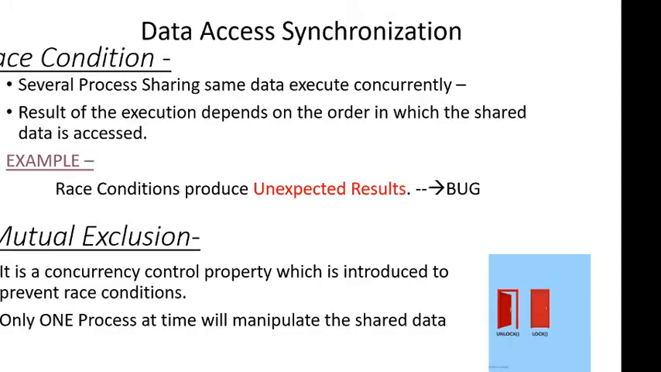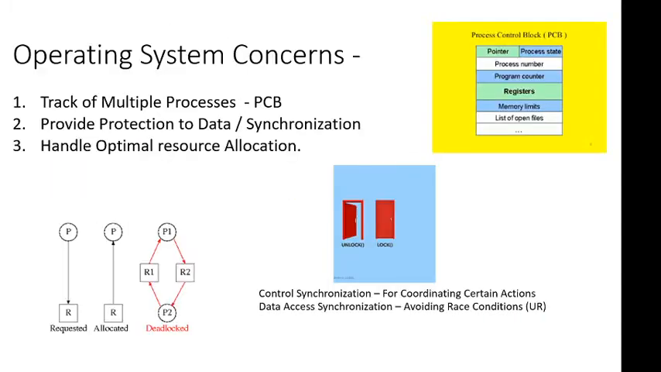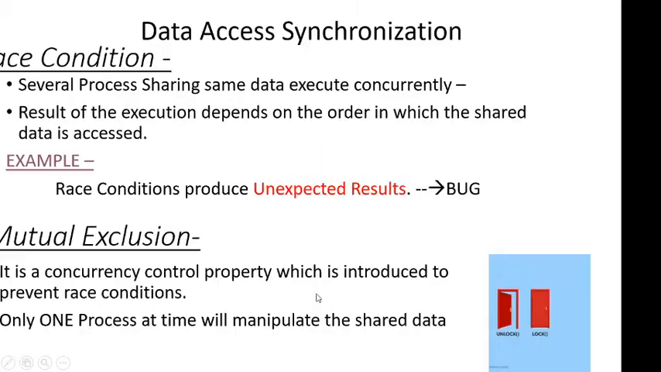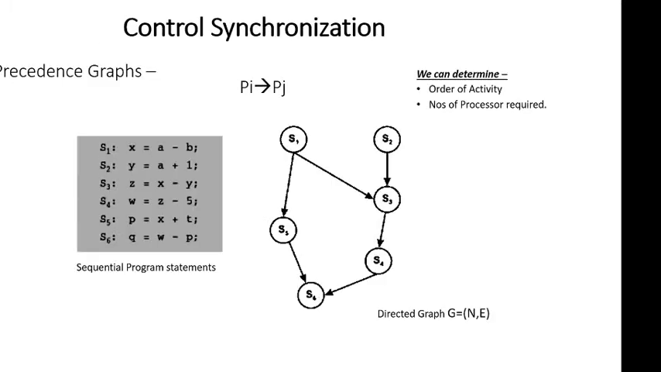Now let's come. Now finish data access synchronization. Like here there are two kinds of data access and control. Data access भनेको mutual exclusion ले race around condition avoid गर्यो. Let us see control synchronization. Now control synchronization can be implemented using precedence graphs. The precedence graphs भनेको के हो भन्दा, it is a directed graph such as this. Now the directed graph means there's a graph that has nodes and edges and it has certain direction.